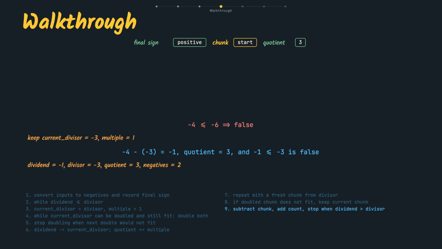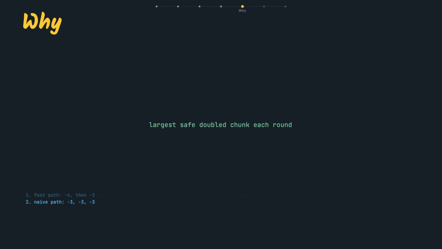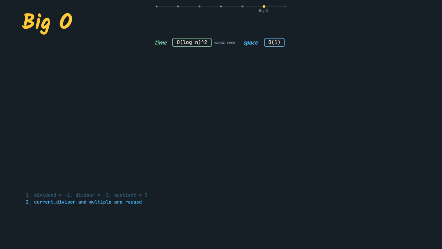Now the loop stops. Notice what changed. We did not peel off one divisor at a time. We removed the largest safe doubled chunk each round. The work grows much slower than repeated subtraction, and we use only a few variables while we go.